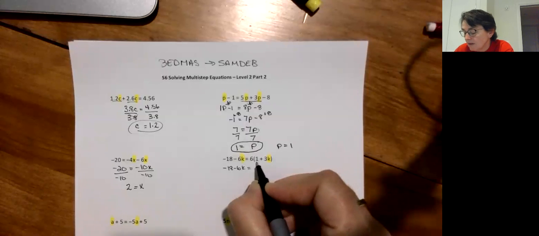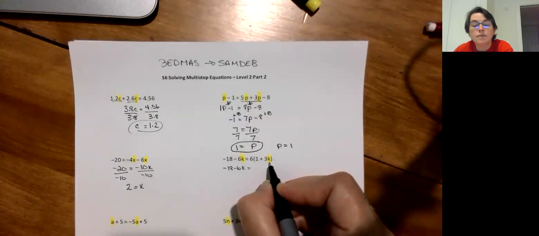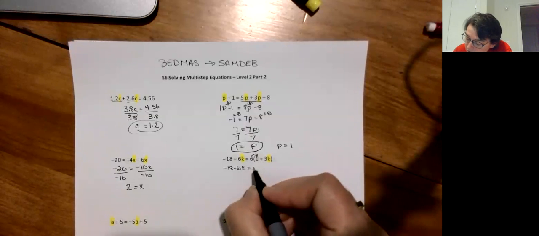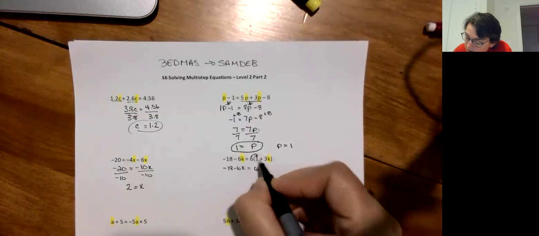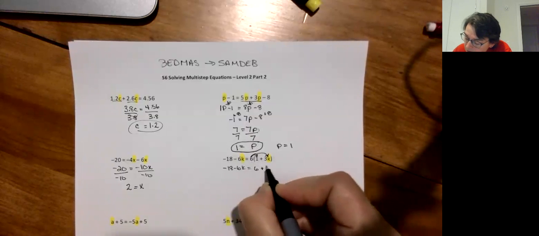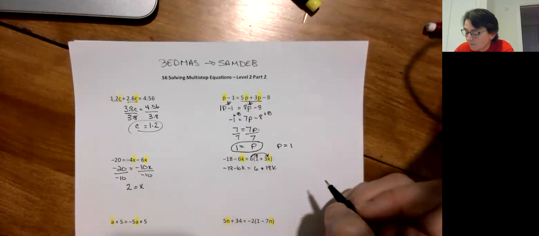And then if we look at our brackets, 1 plus 3k, you can't put that together. So you're going to have to use your distributive property. So 6 times 1 is 6, and then 6 times 3k is plus 18k.